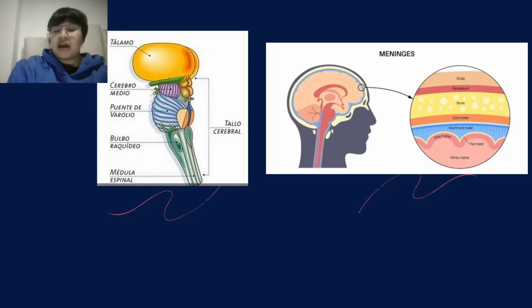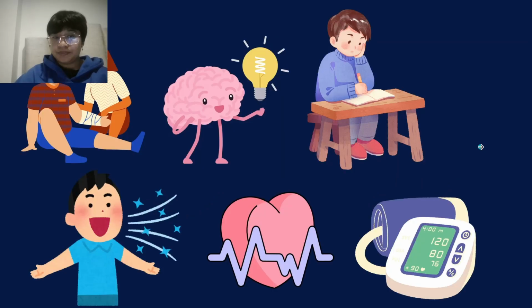Between these layers, there is a fluid called cerebrospinal fluid. The fluid has several functions. It cushions the brain, it reduces the impact of movements, and it helps transport nutrients and remove waste. So, the brain is protected not only by bone, but also by membranes and fluids.